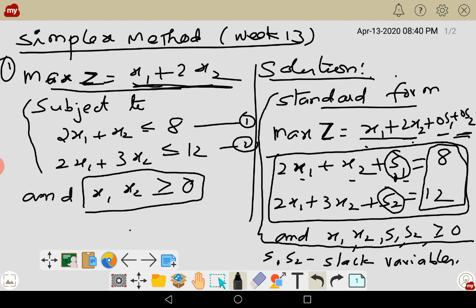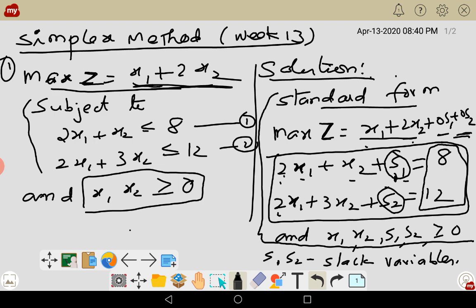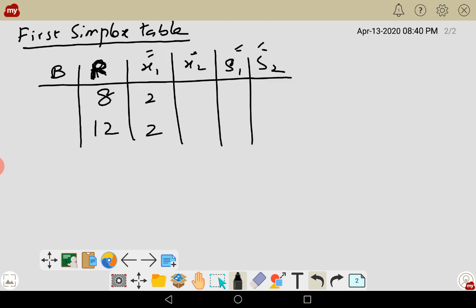See, this is x1, this is x1. The x1 column has 2 and 2. We will fill the x1 column by using the coefficients of x1 from the body matrix, from the constraints. Now x2: the coefficient of x2 in the first equation is 1, in the second equation it is 3. So 1 and 3. This column will be filled by the x2 variable.